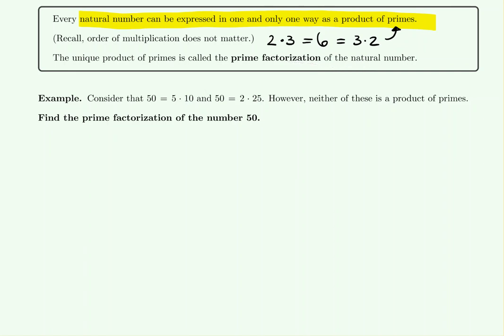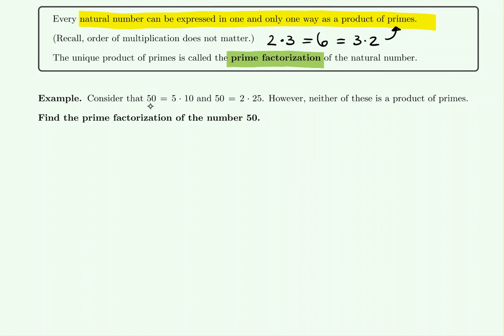So oftentimes in future examples or your homework or quizzes or exams, you're going to be asked to find the prime factorization of a number. And all that means is do a factor tree like we've been doing in previous examples until you get down to only prime numbers. And then all of those prime numbers can be written as the prime factorization.